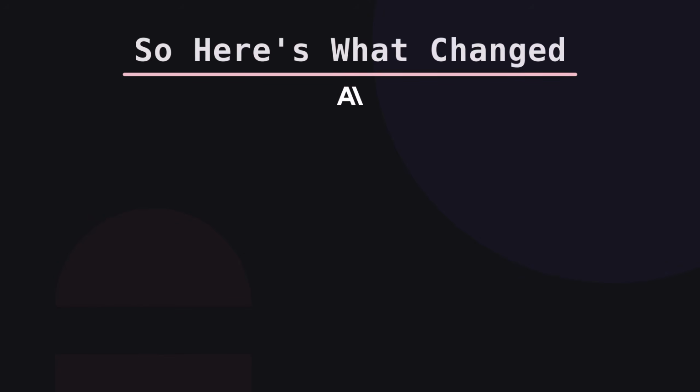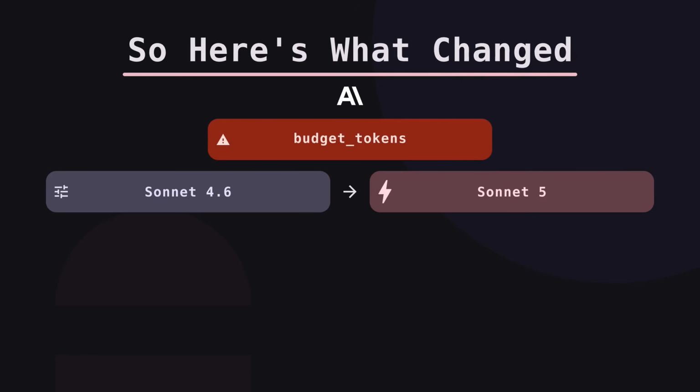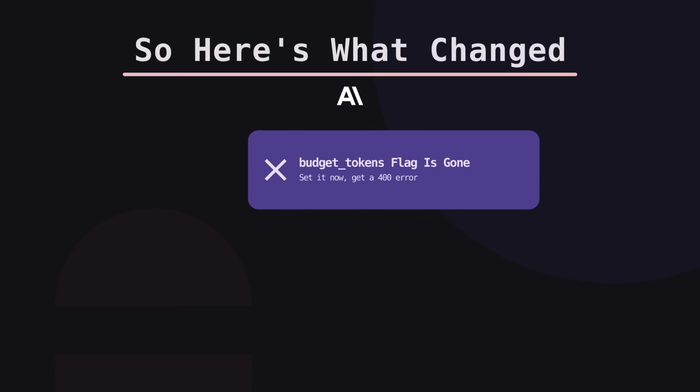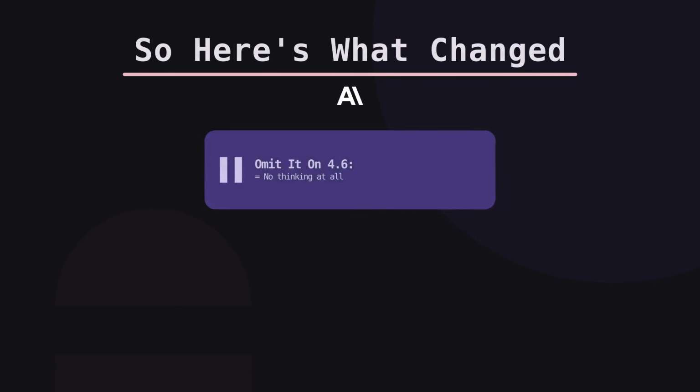On 4.6, you controlled thinking with a budget tokens flag, set a number. The model thought up to that ceiling and stopped. On Sonnet 5, that flag is gone. Set it, and you get a 400 error back. The only thinking mode left is adaptive. The model decides how long to think based on the problem in front of it. Here's the part that bites people.